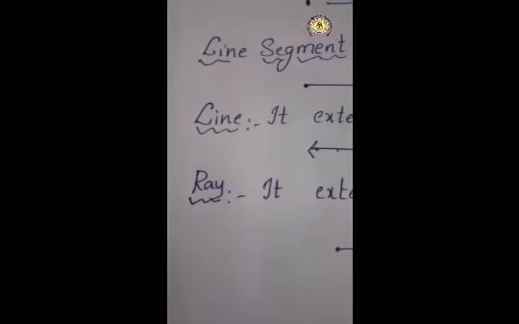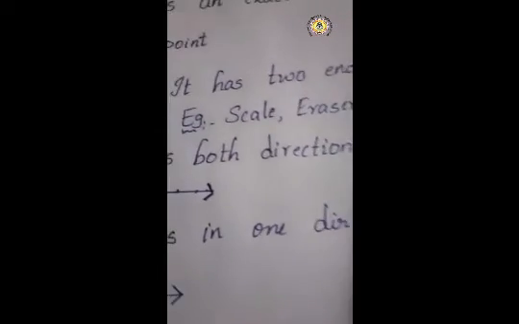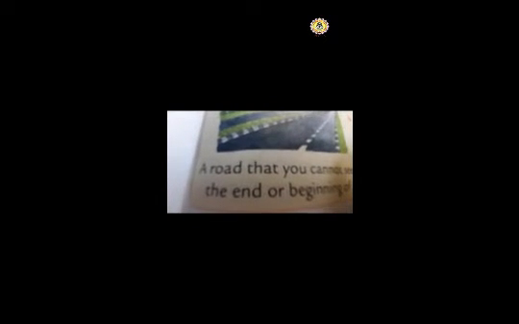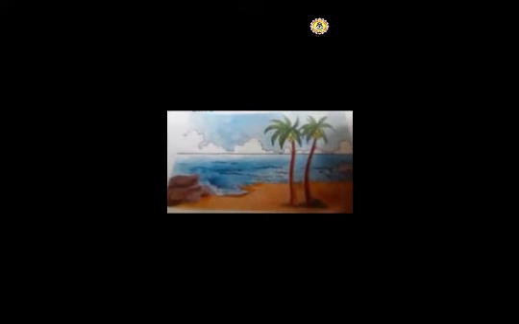Okay. So next coming to the line. So where did you observe this type of one? It extends both directions endlessly. So if you observe road, what is this? Road. Is there any end or beginning for this? No. So that's why this is the example for line. Another one is, did you saw seashore? Look once. Look here, is there any ending and starting? No. So this is also example for line. So example for line is road. Okay. Next, look examples of ray.